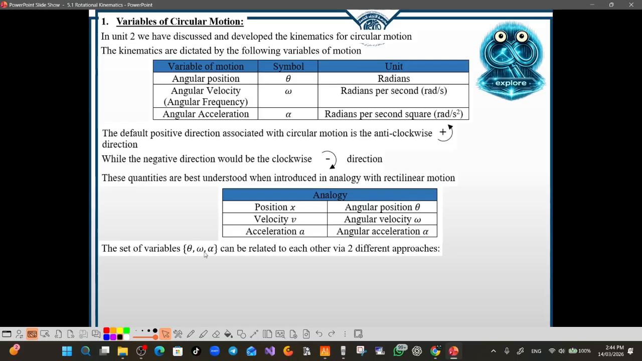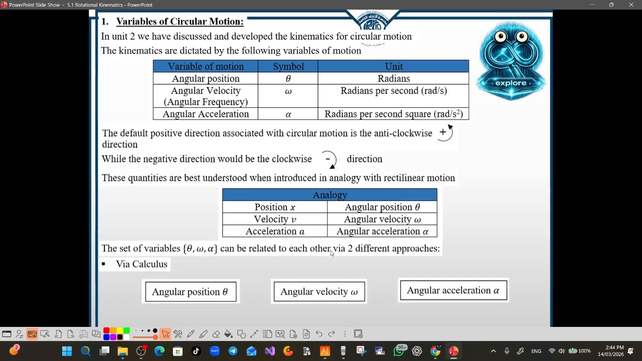The set of variables theta, omega, alpha can be related to each other via two different approaches. Via calculus, we know that the derivative of angular position is the angular velocity, and the derivative of the angular velocity is the angular acceleration. Now, if we move backward, we use the antiderivative or integration. The integral of angular acceleration gives the angular velocity, and the integral of angular velocity gives the angular position.